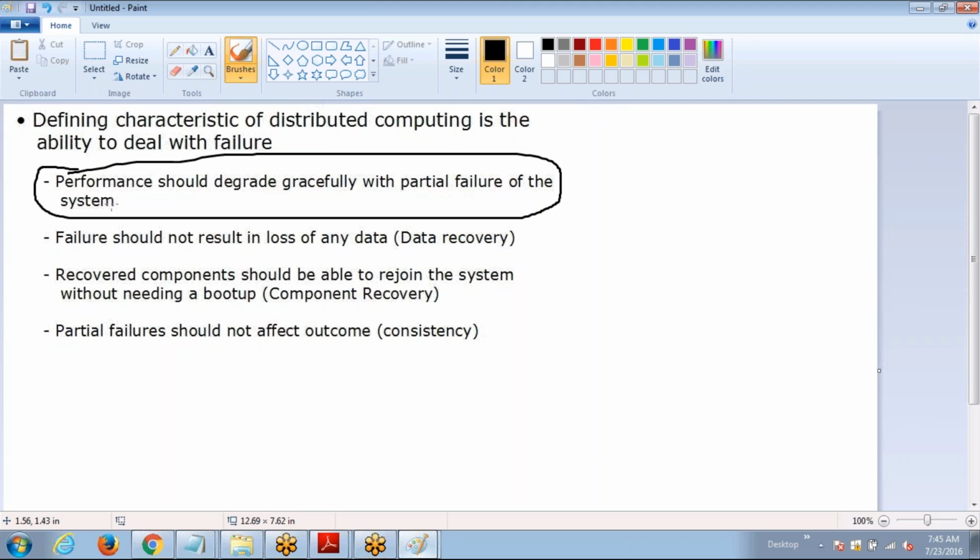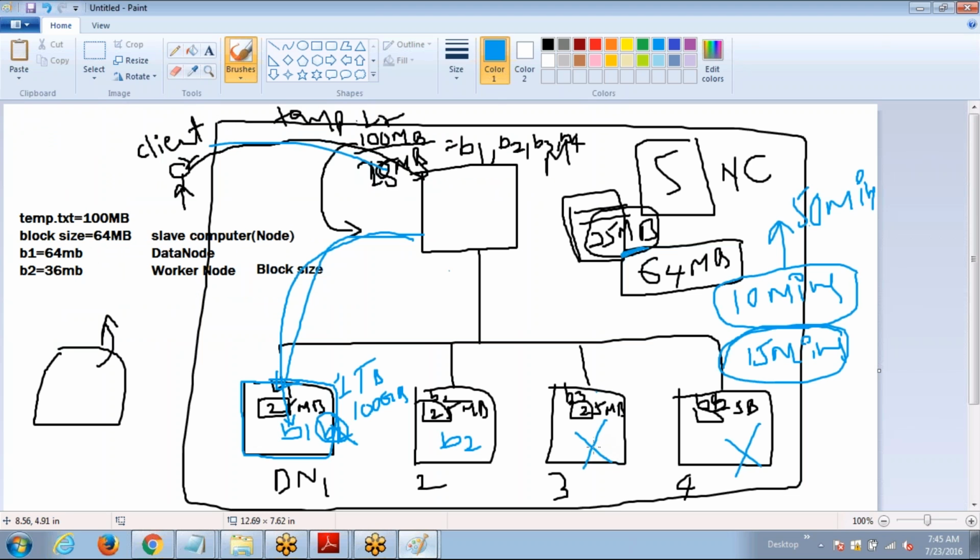The second thing is failure should not result in loss of any data. What I mean is, if 2 computers or 1 computer is not working out of these 4 data nodes, whatever data I have in this computer, I should not leave it out of my computation or of creating the report. I should not skip this 25 MB of data and run my logic only on the remaining 25, 25 and 25, some 75 MB, to find out the maximum temperature. That should not be the case.